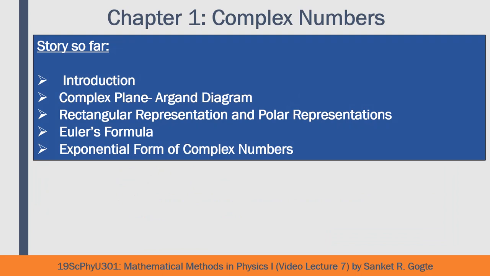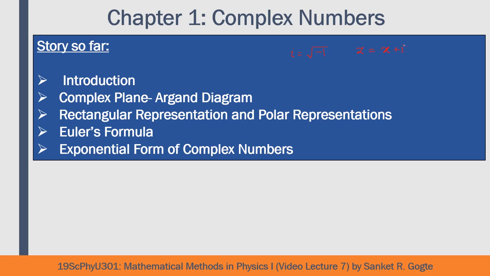We have been discussing the first chapter, complex numbers, and this is the story so far. In the introduction section, we discussed polynomials because mathematicians found that the real numbers are insufficient when they tried to find the roots of polynomials, and therefore they introduced this imaginary number i, which is equal to square root of minus 1, and with that complex numbers came into the picture.